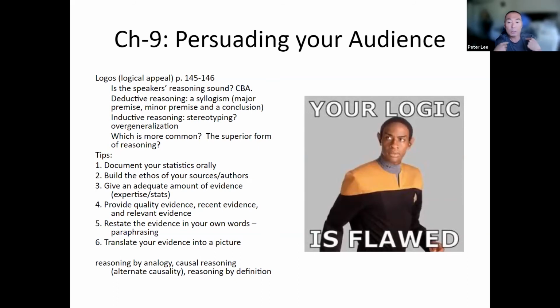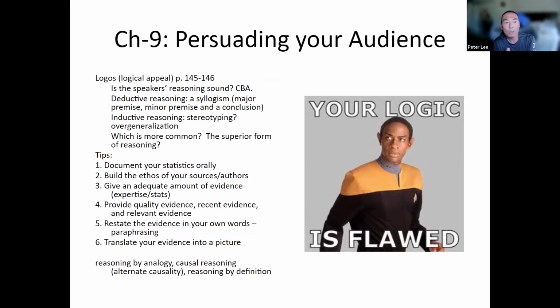So, minor premise will be Peter is mortal. So all humans are mortal. That's the major premise. Minor premise, Peter is human. Therefore, I can conclude I must also be mortal. And that's true. I will die one day. So syllogisms or deductive reasoning fail when you have a major premise or a minor premise that is false, right?